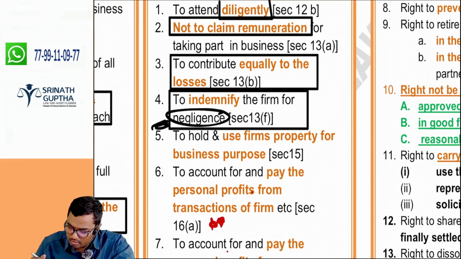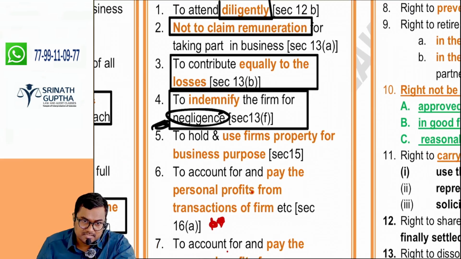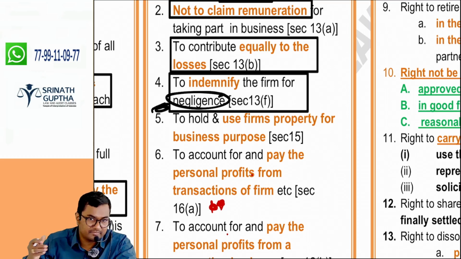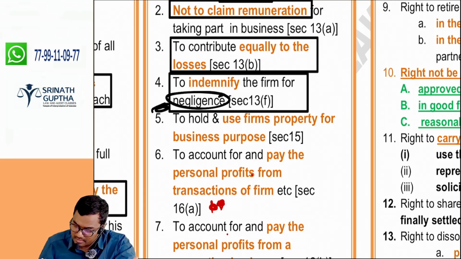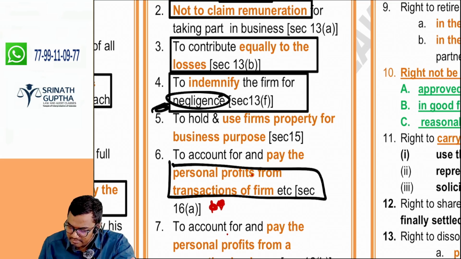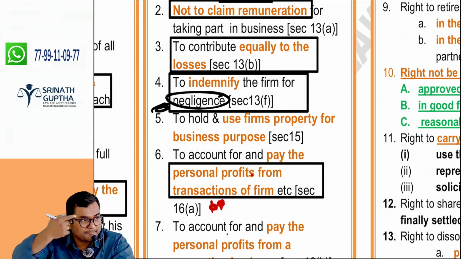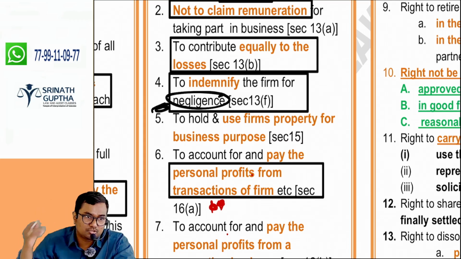And to use the firm property for the business of the firm. Generally, we have to use the firm property for the business of the firm, but not for personal purposes. We can alter this. We discussed an example yesterday: we can use the firm car up to 50 kilometers per month for personal purposes. And to account for and pay the personal profits from transactions. Very, very important. If a partner makes any personal profits from the business of the firm, you have to give them back to the firm.